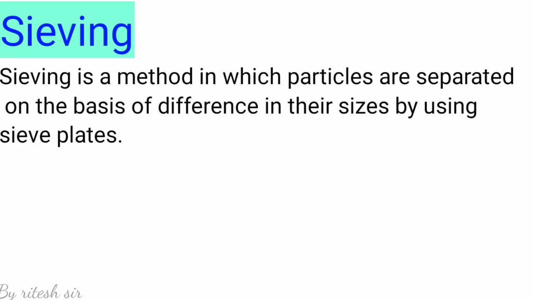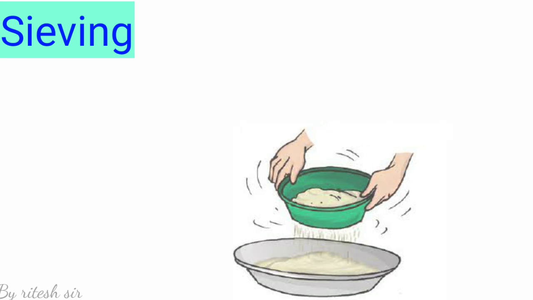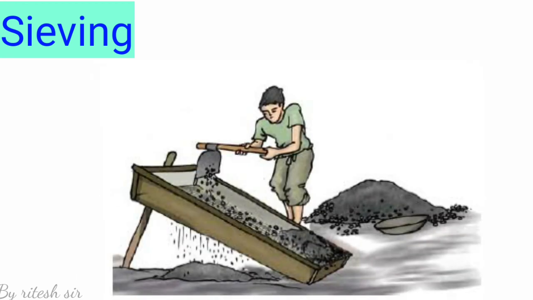The next process is sieving. Sieving is a method in which particles are separated on the basis of the difference in their sizes by using sieve plates. Here is the diagram of a sieve plate. In this plate, bigger particles cannot pass through and stay in the plate, and smaller particles pass through it and get separated. In construction sites, you can see this type of sieves. Here sand is passed through it and gets separated from pebbles and stones.